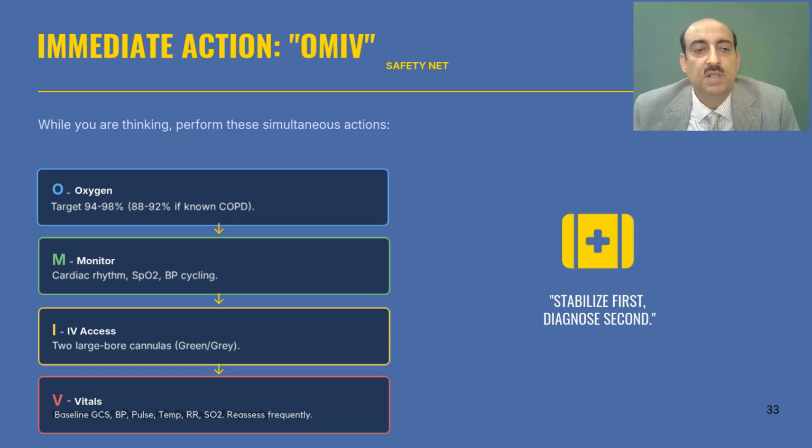IV access, ideally 2 large bore IV access, immediately securing vascular access in case there's a peri-arrest situation. So you should not be losing the critical vascular access, either a green or a gray Venflon, size 18 or 16 gauge, the higher the better. And last is V, vitals, so baseline neurological status, temperature, respiratory rate, and also blood pressure, but keep monitoring frequently. That is a key thing in this situation.